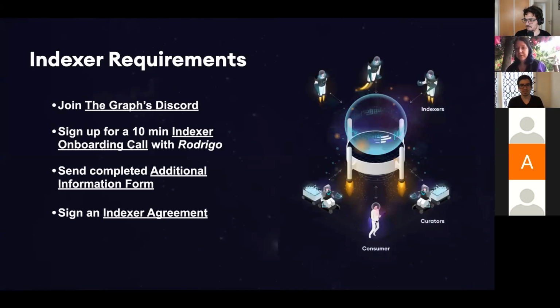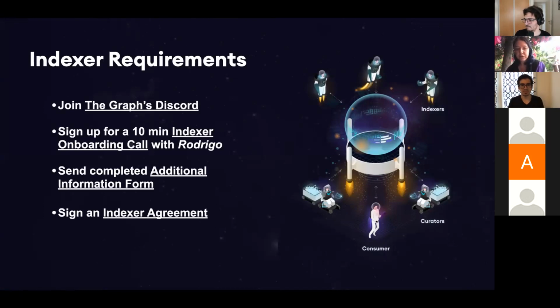So just going over a few of the requirements, immediate action items. Please join the Discord. There's an indexers channel. Please also set up 10 minutes with Rodrigo. This is just so we can get some face-to-face and understand what you're thinking, why you love The Graph, and how you want to get involved.